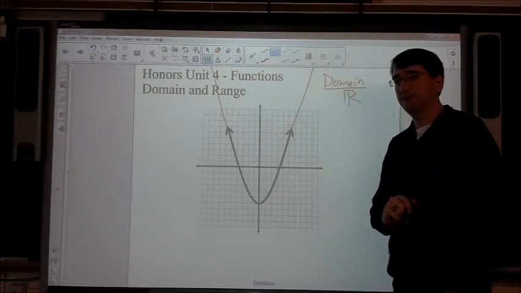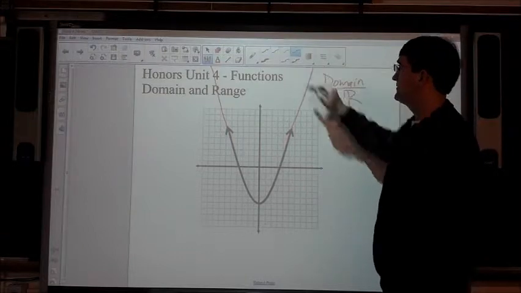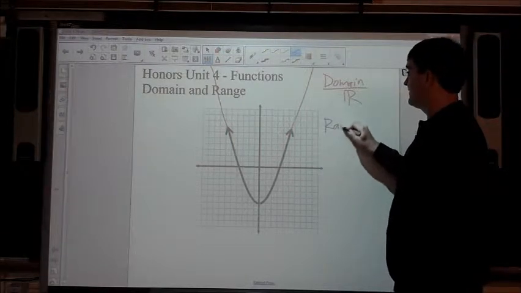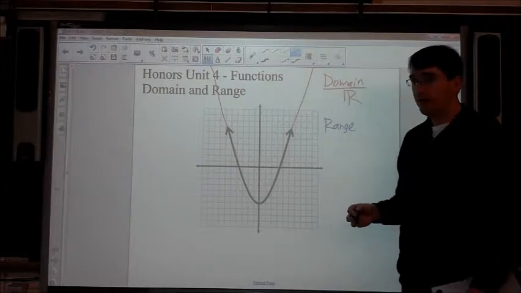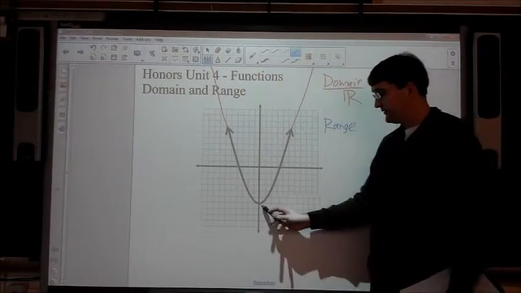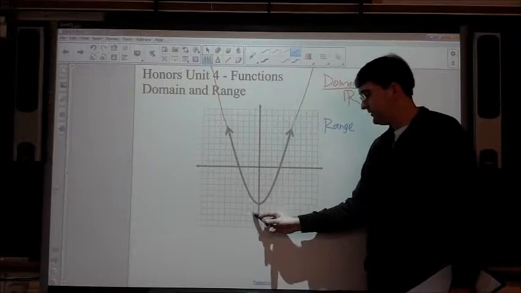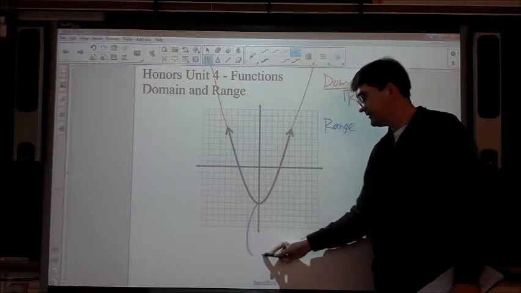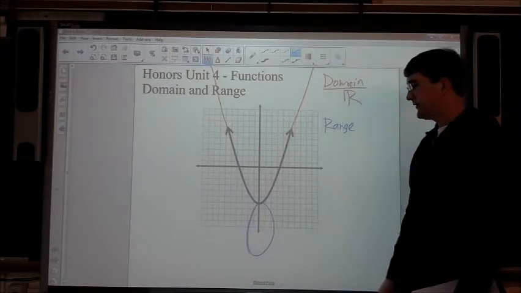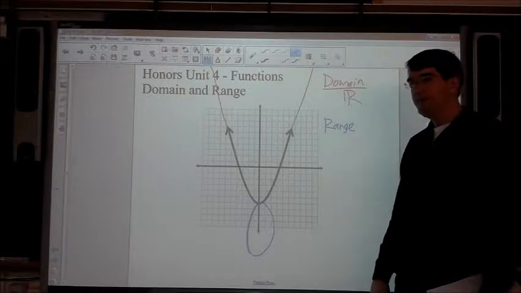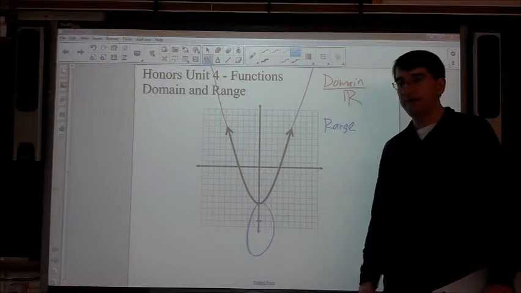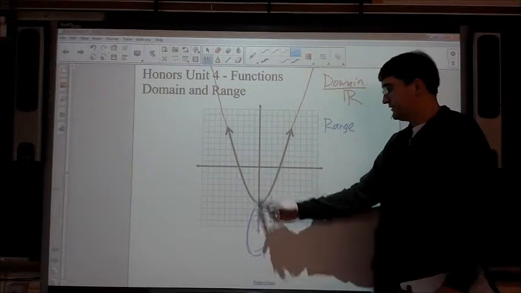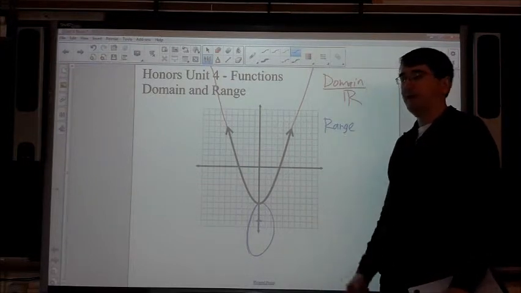Is the same thing true for the range? Does every possible y value have a corresponding x? And you should see that it doesn't. Down here, there's nothing down here. There's nothing down here for y. The graph doesn't go down that far. So if I wanted to get a value for x that has a y value of -9, I'm out of luck. There's nothing down there. The graph doesn't go down that far.